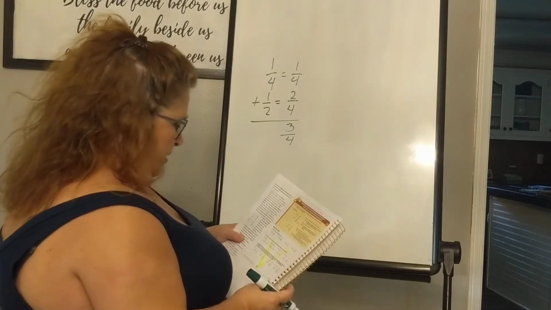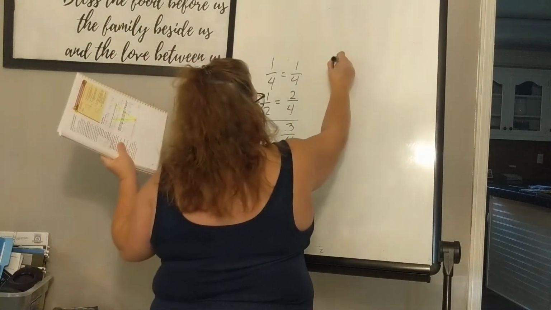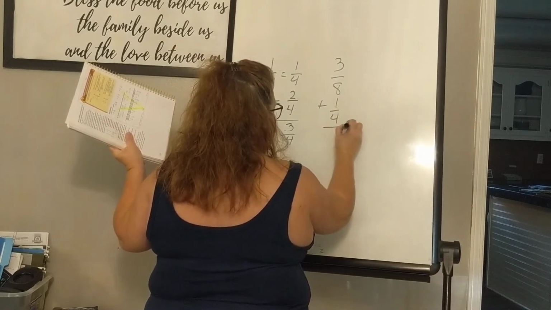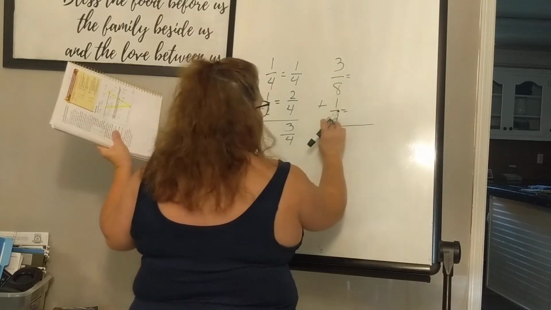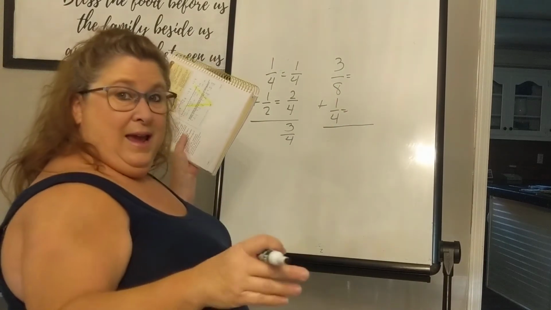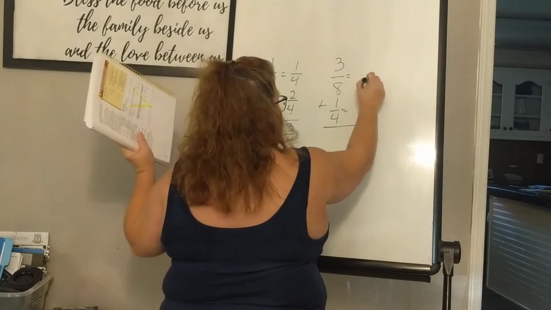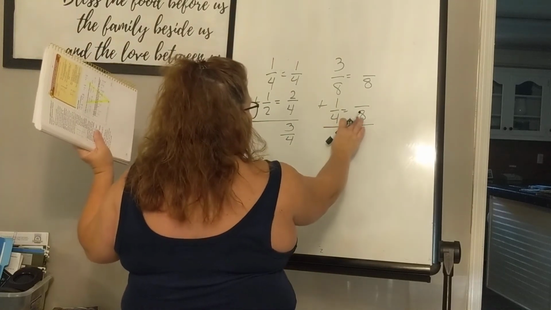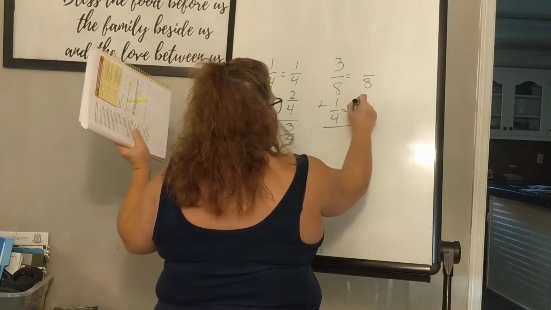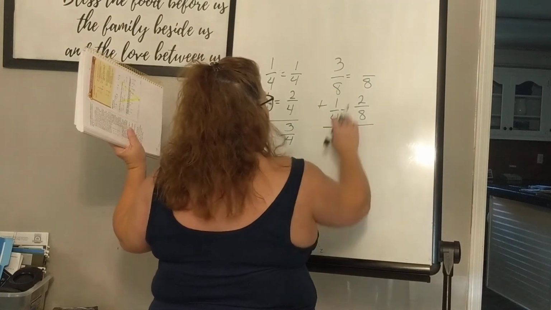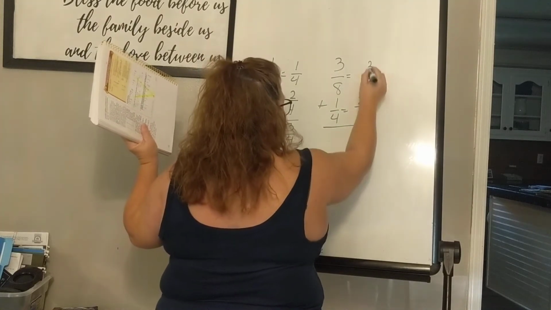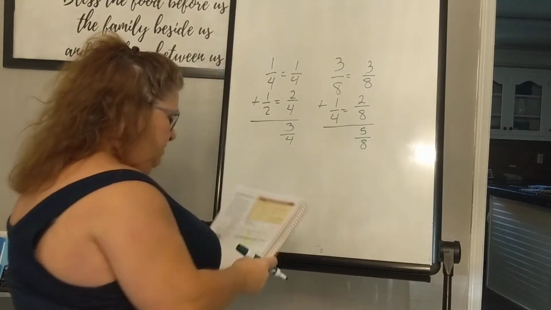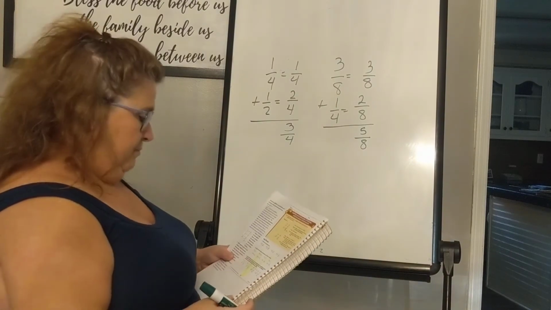Next I have 3/8 plus 1/4. So 3/8 plus 1/4, I have to find my least common denominator. I can count by 4s and get to 8. 4, 8. So 8 is going to be my least common denominator. Get my denominators written down, ready to make my equivalent fractions. 4 will go into 8 how many times? 2. 1 times 2 is 2. 8 will go into 8 how many times? 1. 3 times 1 is 3. I add up my numerators. 3 plus 2 is 5. My denominator is 8. 5/8 is my answer, and it is already in simplest form.